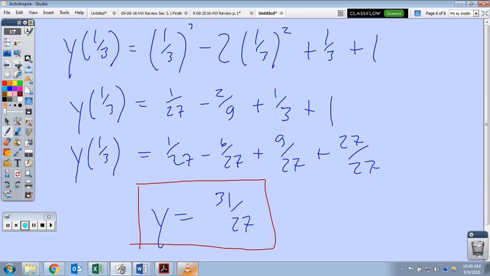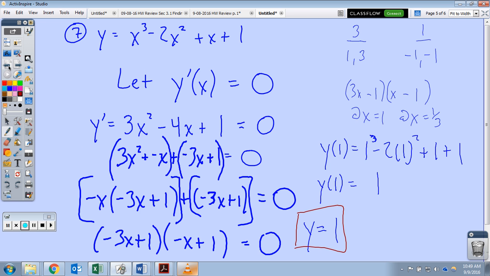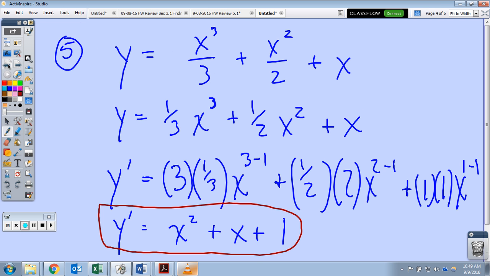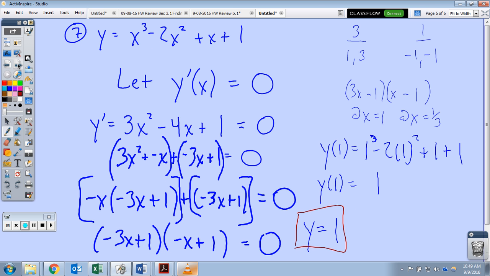Okay, so why I plugged it back in was because, think about what I found here. I found that the horizontal tangents exist when x is 1 and when x is 1/3. And I know that any horizontal line is y equals some constant. So once I find the value of the function at x equals 1, then y equals that would be the horizontal line going through that point.